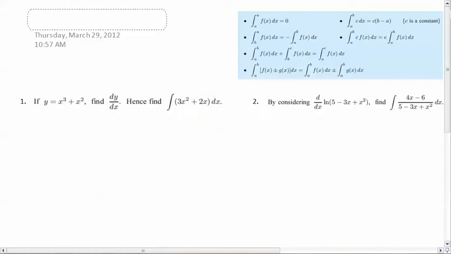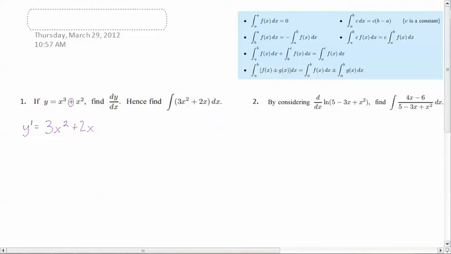The first example is we have the equation y equals x cubed plus x squared. We're going to find the derivative of that and then see if we can use that idea to help us find the integral of 3x squared plus 2x dx. First, dy/dx, or y prime, is equal to, when we take the derivative, we can take the derivative of the pieces individually when it's a polynomial, separated by a plus or minus. So we take the 3, move it to the front, which makes 3x, subtract 1 from the exponent, which is squared, and then again plus 2x.